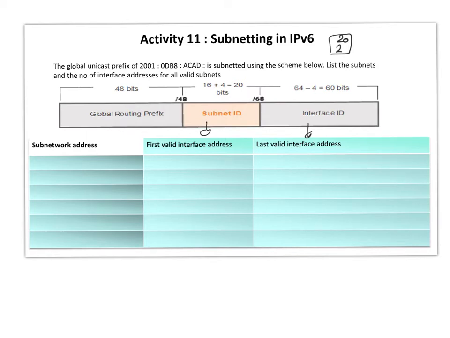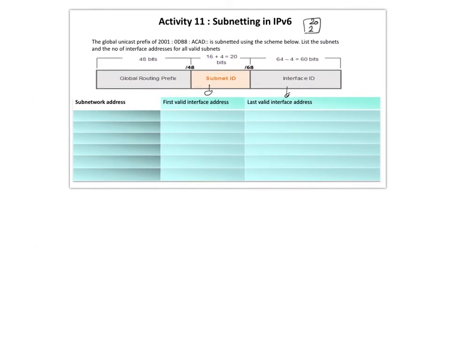So if we try to visualize that address, this address obviously is in the global unicast range. Based on chapter 8, the 2001 is obviously in the range of global unicast, which is the routable IPv6 address. So this address looks like this: 2001, and then, of course, I will omit the leading zero, so it's DB8, and then colon, ACAD, and then the rest. Of course, the rest is all zeros, okay?